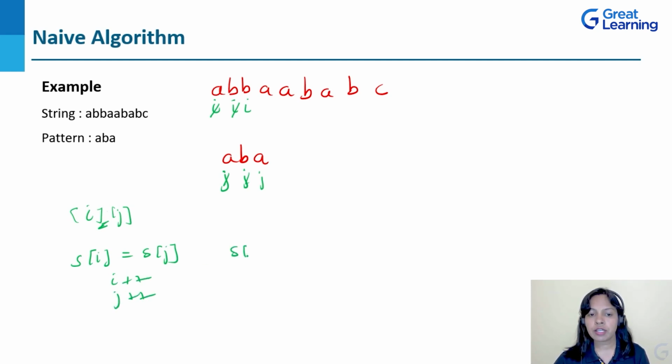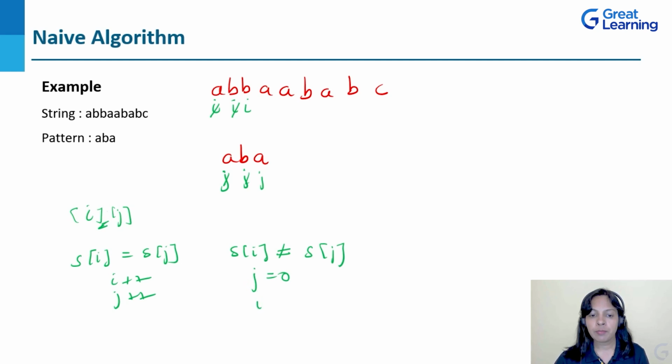But if the string at the ith location is not equal to the string at the jth location, then what you have to do is decrement j to the first position, bring j to the first position, that is the first index. In programming, we refer to it from the 0th index, right? In a Java program, 0, 1, 2, 3. So it will come to the initial index, the first index.